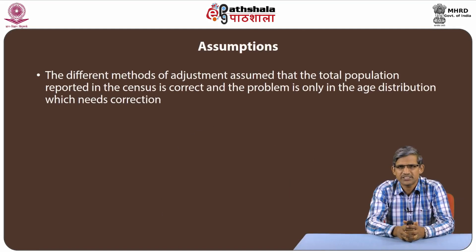But any such methods are also not without assumptions. So one has to be careful and understand what are the major assumptions which we make when we use such methods for adjustments. The different methods of adjustment assume that the total population reported in the census is correct and the problem is only in the age distribution which needs correction.